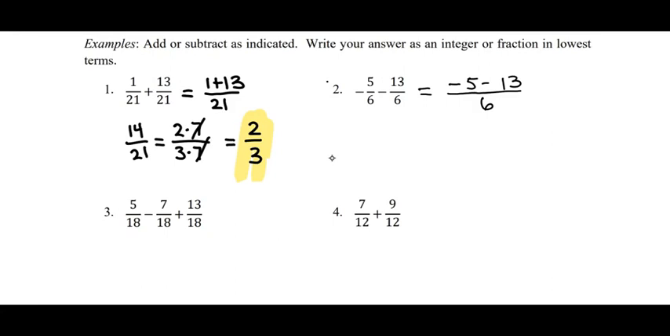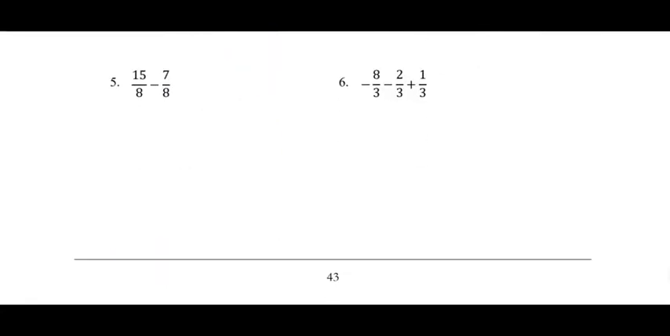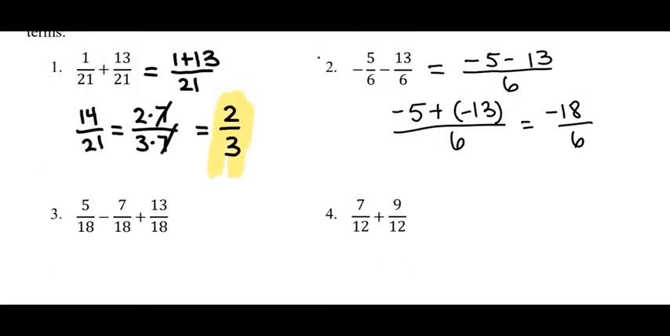But what we do is you are going to make that an addition. So you have negative 5 plus negative 13 over 6. So adding two negative numbers, you would have negative 18 over 6. And then 6 goes into 18 exactly 3 times. So the final answer for this problem is negative 3.